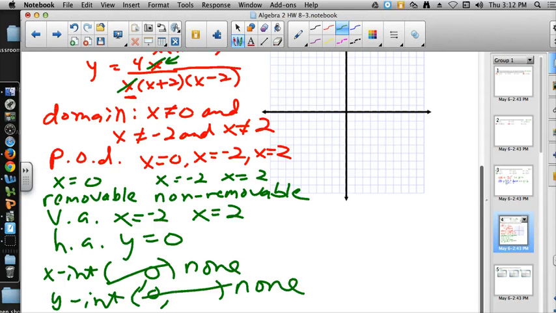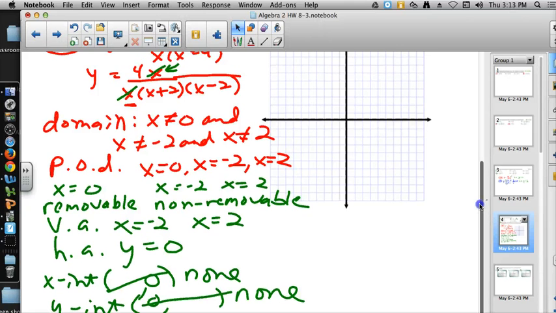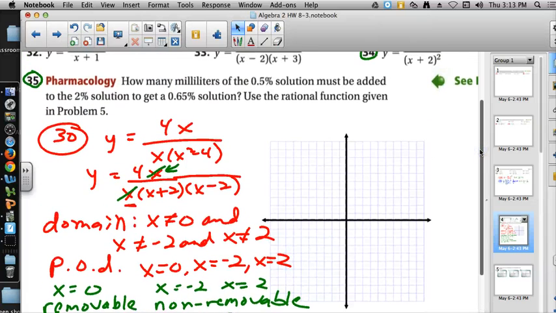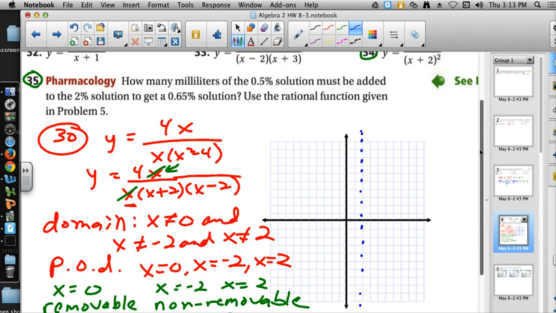And what does that mean? That means this graph is not going to cross the x or y axis, at least at different parts of the graph. Hyperbolas, different things happen sometimes based on how many sections of graph that you have. And in this one, we want to remember that we have vertical asymptotes at 2 and -2. And we have a horizontal asymptote at 0.